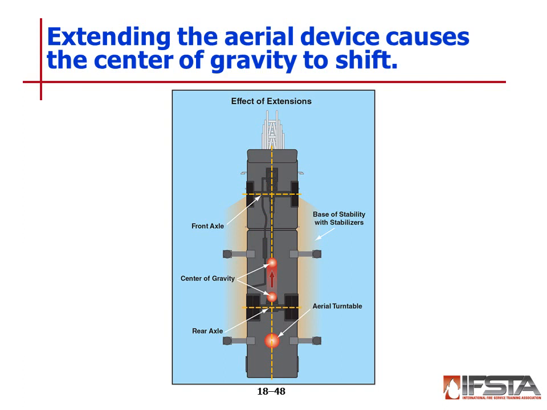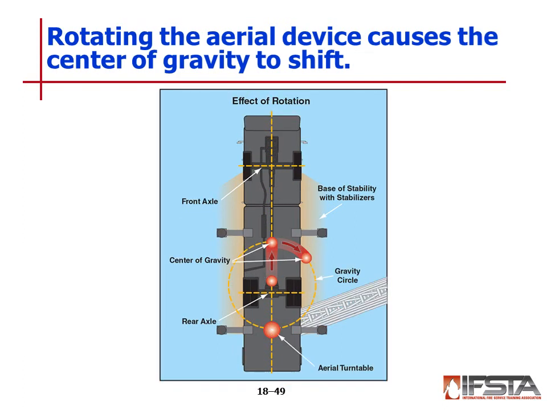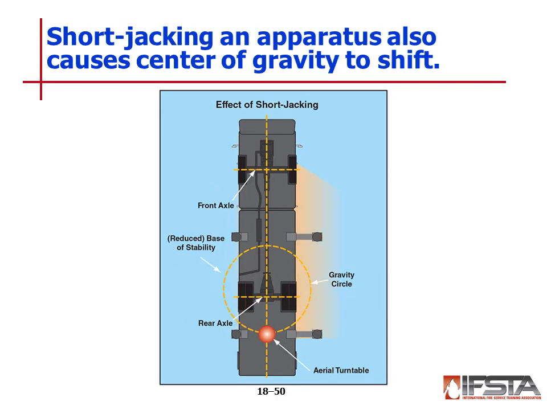Extending the aerial device straight over the front of the apparatus will cause a corresponding forward shift in the center of gravity. Rotating the device 360 degrees will trace a gravity circle. As long as the gravity circle does not extend outside the base of stability, the apparatus should remain stable. The gravity circle extends beyond the base of stability on the short jack side, indicating that extending the aerial device on the short jack side will likely overturn the apparatus.